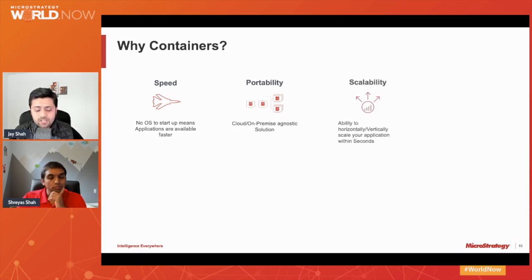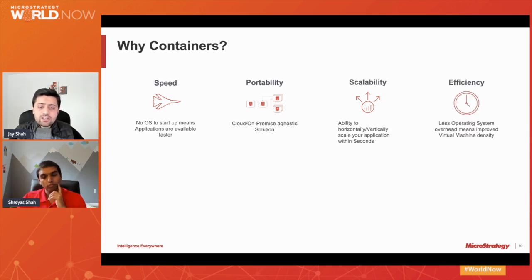Next one is scalability. With containers, you are able to horizontally or vertically scale your application within a matter of seconds. You can change the resource quota for your containers to increase the memory or CPU limit, or you can increase the replica count so that you can have more instances of library, more instances of iServer to provide a highly available solution. Efficiency. With containers, there is less operating system overhead, which means improved virtual machine density. What that means is that containers are lightweight. You can deploy multiple MicroStrategy environments in a single machine based on your utilization, and that improves the efficiency.